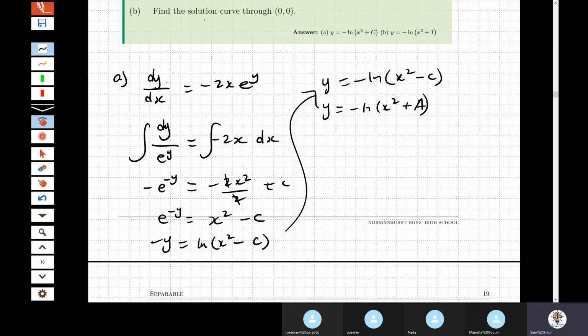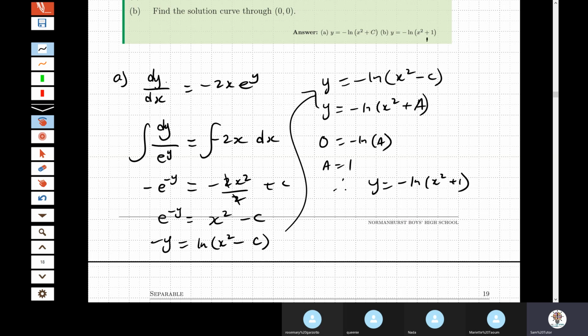Okay, done. And then find a solution curve. What are you going to do? Obviously, you're going to get rid of A, right? Because you want to find your constant. Sub in 0, 0. Negative exponential of 0 is 1. Therefore, y equals negative log x squared plus 1.